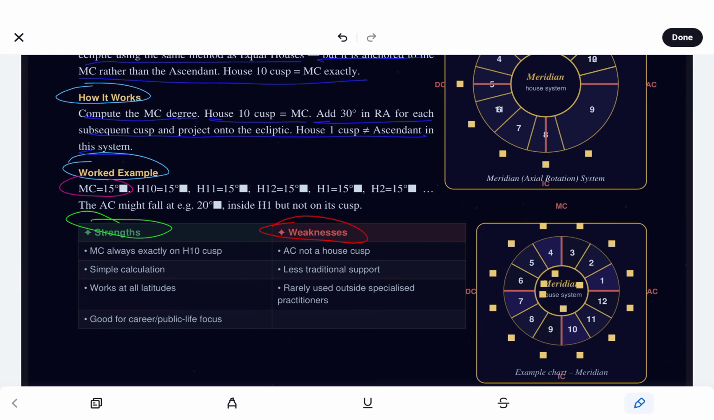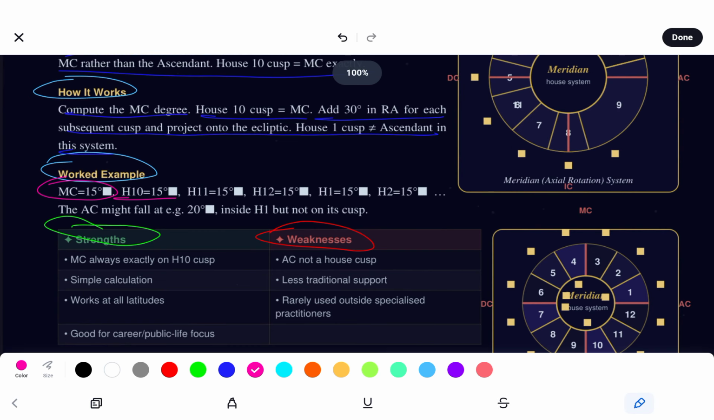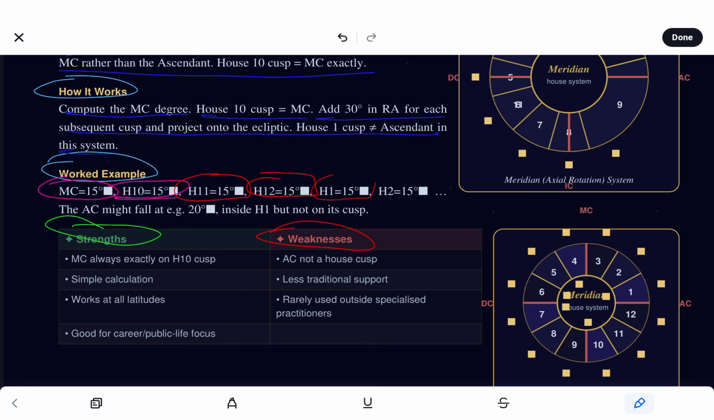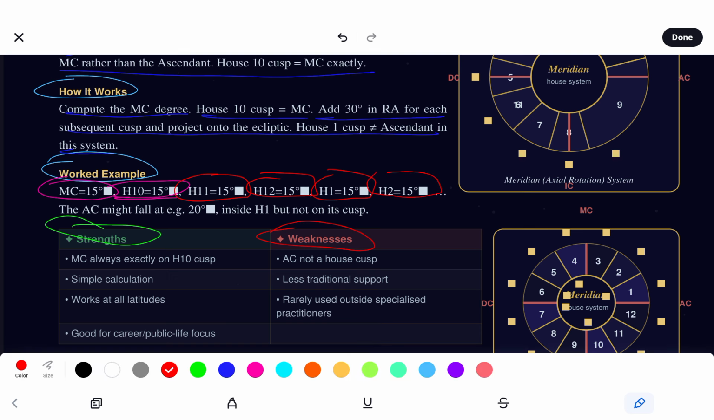And then, for example, the midheaven equals 15 degrees, so 10th house equals 15 degrees. The 11th house equals 15 degrees, the 12th house equals 15 degrees, the first house equals 15 degrees, and the second house equals 15 degrees. The ascendant might fall at, for example, 20 degrees inside the first house, but not on its cusp.